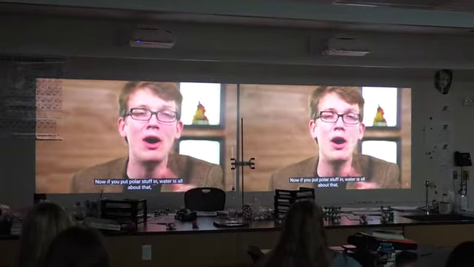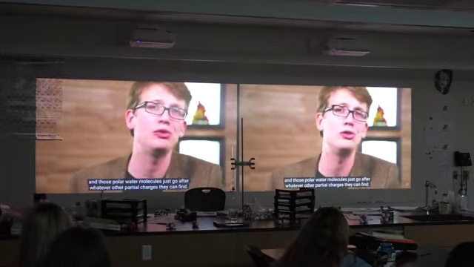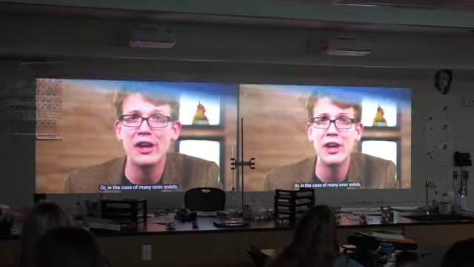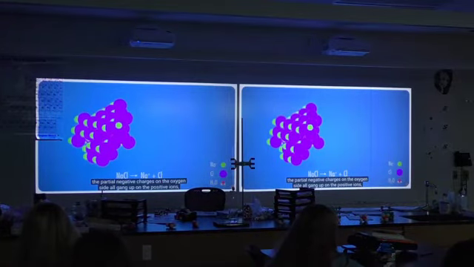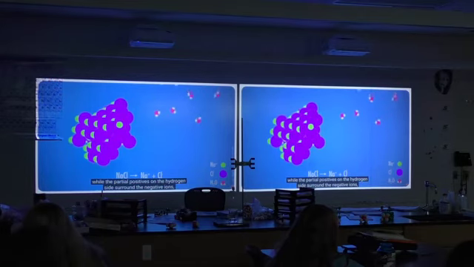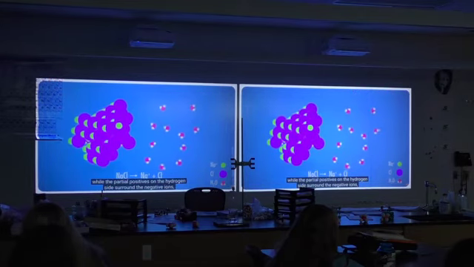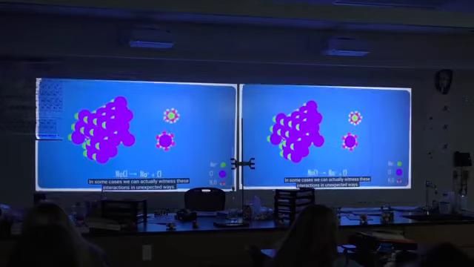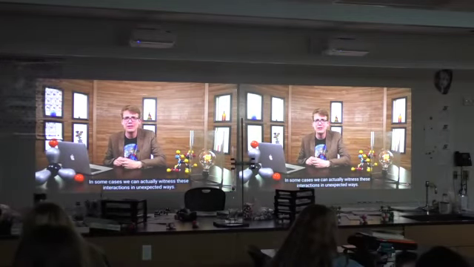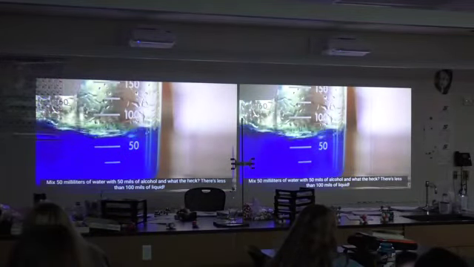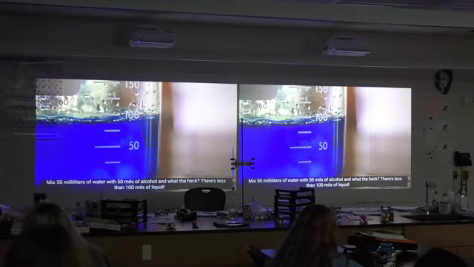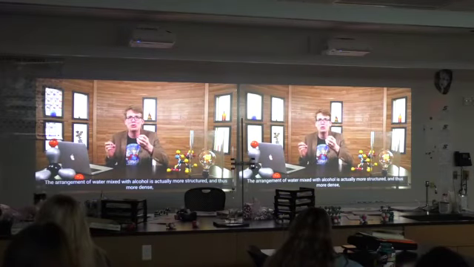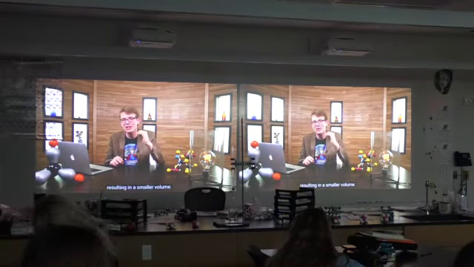Now if you put polar stuff in, water is all about that, and those polar water molecules go after whatever other partial charges they can find. Or, in the case of many ionic solids, the partial negative charges on the oxygen side all gang up on the positive ions, while the partial positives on the hydrogen side surround the negative ions, breaking the crystals apart and dissolving them into freely moving ions. In some cases, we can actually witness these interactions in unexpected ways. Mix 50 milliliters of water with 50 mils of alcohol, and there's less than 100 mils of liquid. The arrangement of water mixed with alcohol is actually more structured and thus more dense, resulting in a smaller volume.